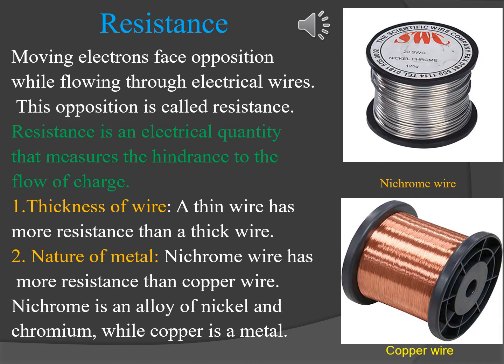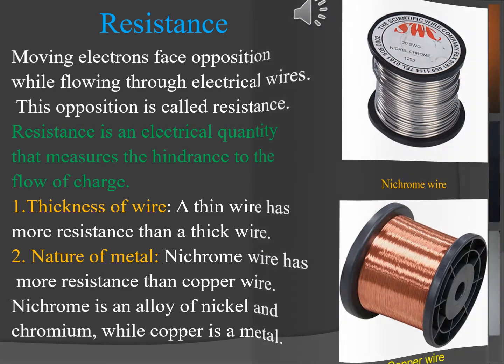Number 1, thickness of wire, that is, a thin wire has more resistance than a thick wire. Number 2, nature of metal, that is, nichrome wire has more resistance than copper wire. Dear students, nichrome is an alloy of nickel and chromium, while copper is a metal, as given on slide.